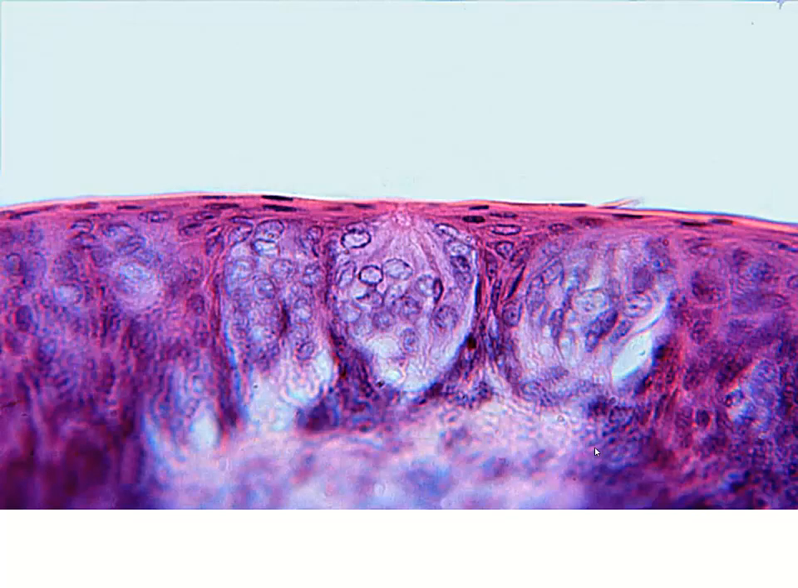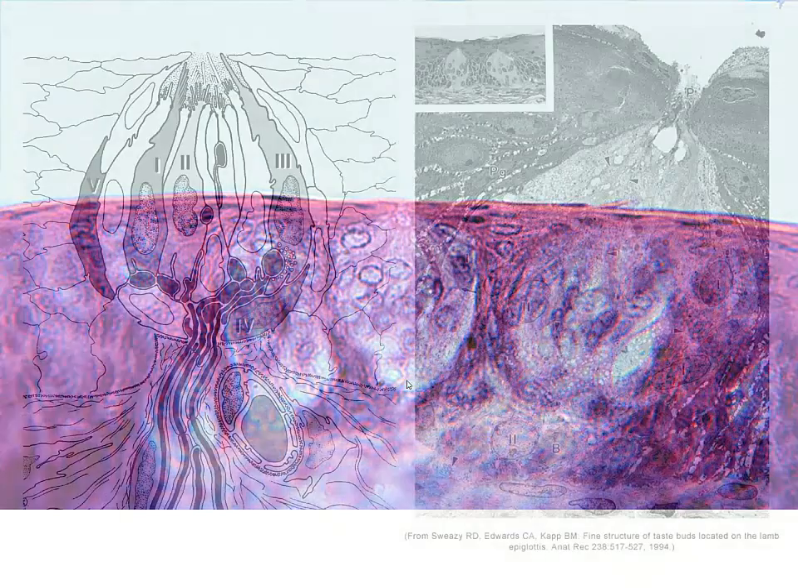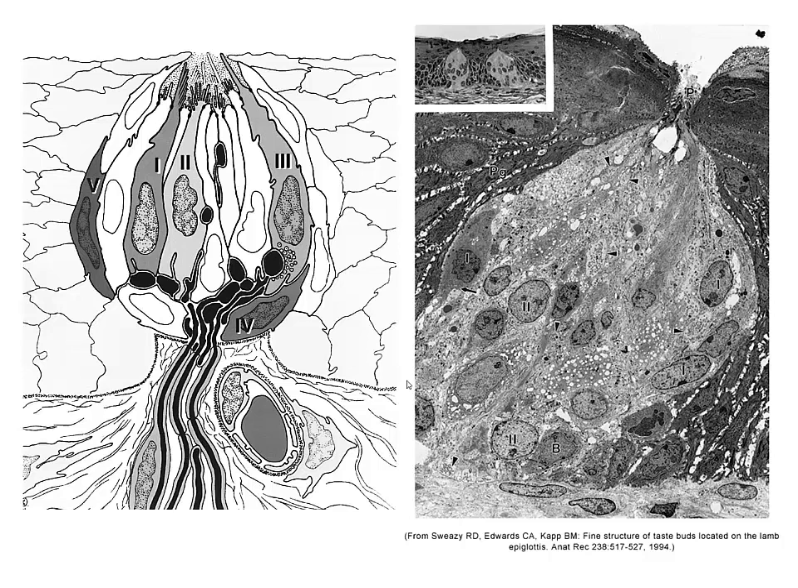Again, this is what we see at the light level, and for our purposes, we're not going to distinguish light, dark, intermediate cells within a taste bud. We can see almost the hint of a taste pore in this case, but these barrel-shaped, rounded type structures are our taste buds.